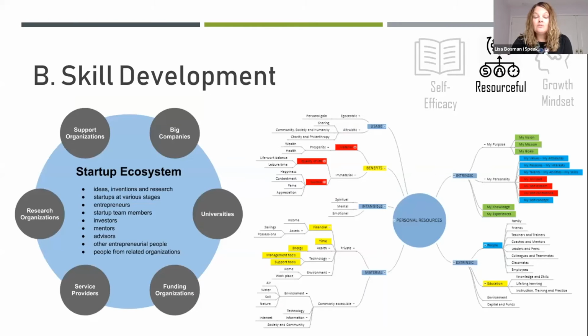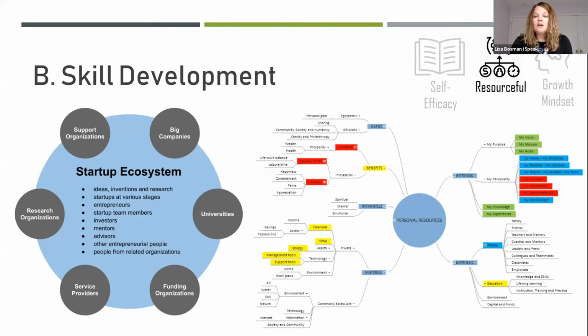Next, resourcefulness. When we encourage students to increase their resourcefulness, there are two potential things to look at. On the left-hand side, there's a visual showing, in this example for the startup ecosystem, that there are so many resources available, whether it's companies, universities, and even throughout a university, funding organizations, service providers, research organizations, and support organizations. But more importantly, on the right-hand side is what we call a personal resource map.